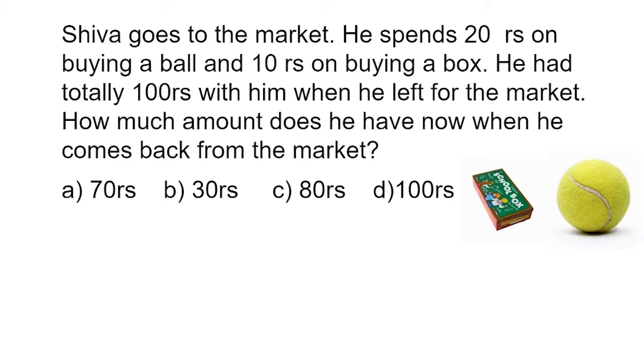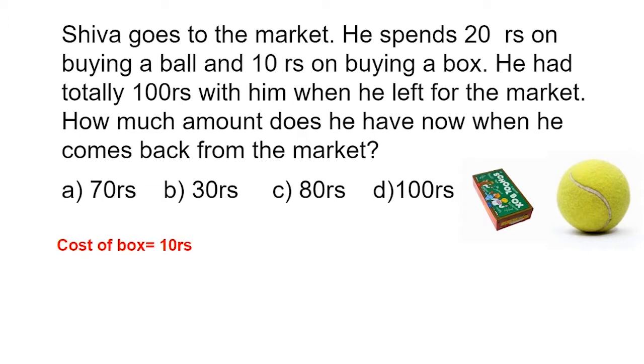You have some amount with you. Out of that amount, you are spending some amount on buying stuff, right? So, first you have to find out what is the total amount that you have spent. Out of the 100 rupees, what is the total amount that Shiva has spent? Once you get that, you subtract that amount spent from the total amount that is available with Shiva. You will know how much is remaining with him, correct? So, how will you do it?